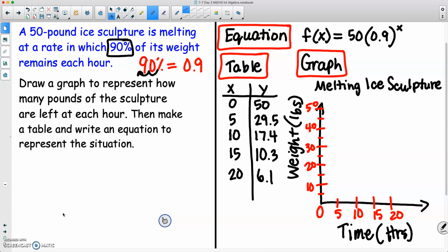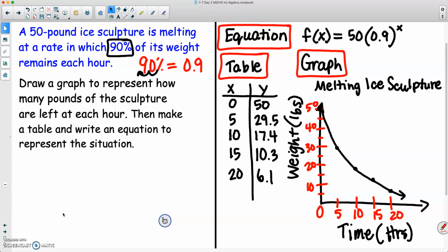And I think I'll put a little mark in between at the halfway point to guide me when I'm drawing my graph. Okay, so at time 0, there was 50. Then after 5, it was 29.5. Then after 10, it was 17.4. After 15, it was 10.3. And then 6.1 after 20. Okay. There's my curve. All right.